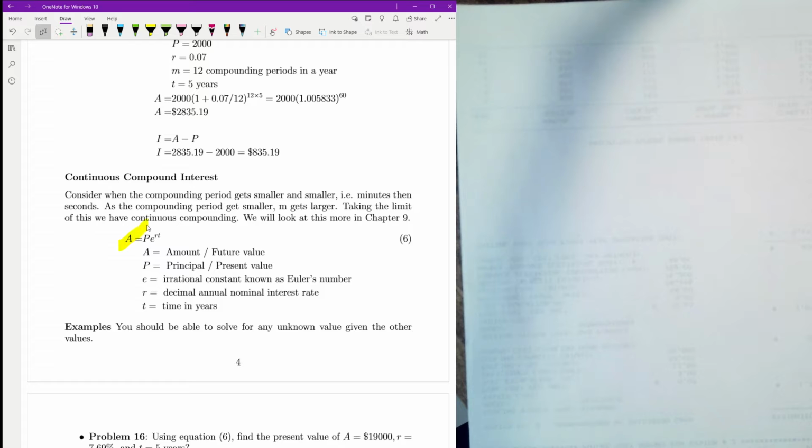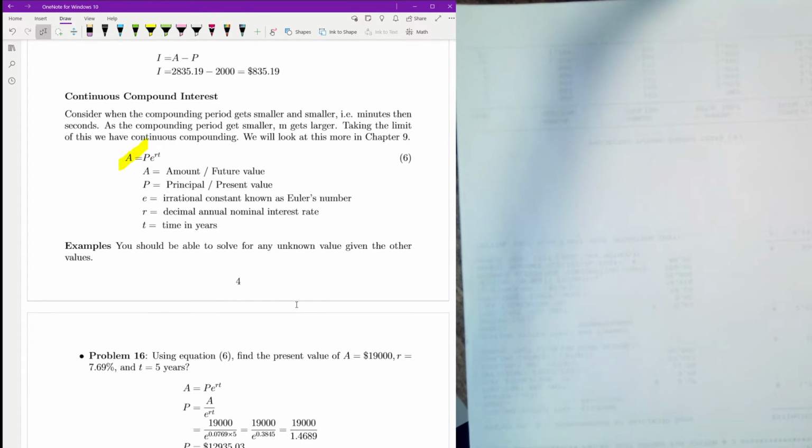Right here. The amount, the future value, is equal to the principal times e to the rt. Now, e is the irrational constant known as Euler's number. You should be able to find it on your calculator. If you don't, it is a number that you are definitely going to be using in business school, so you might want to consider what type of calculator you're using. The r, again, is the decimal annual interest rate, and t is the time in years. Once again, you should be able to solve for any unknown given the other values. We'll come back to these problems a little bit later.